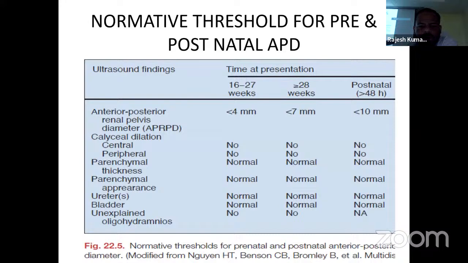The normal threshold values for pre and postnatal anterior posterior diameter in ultrasonographic findings, as I already told: when the anterior posterior diameter is less than 4 mm in the second trimester it is normal, less than 7 mm in the third trimester, and less than 10 mm in the postnatal period, and the other parameters are normal.